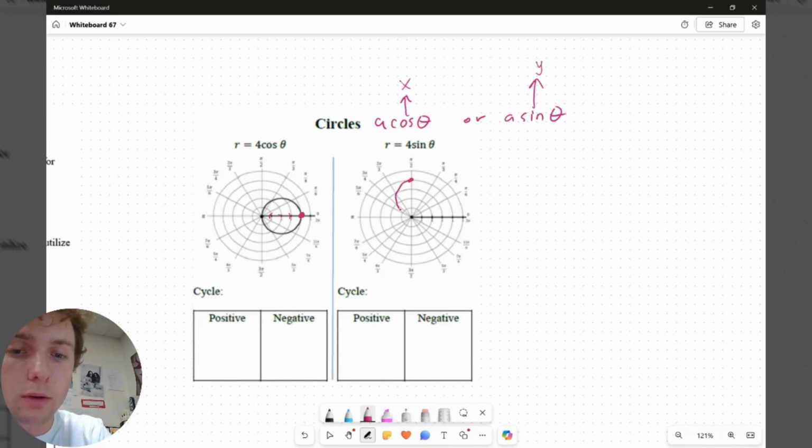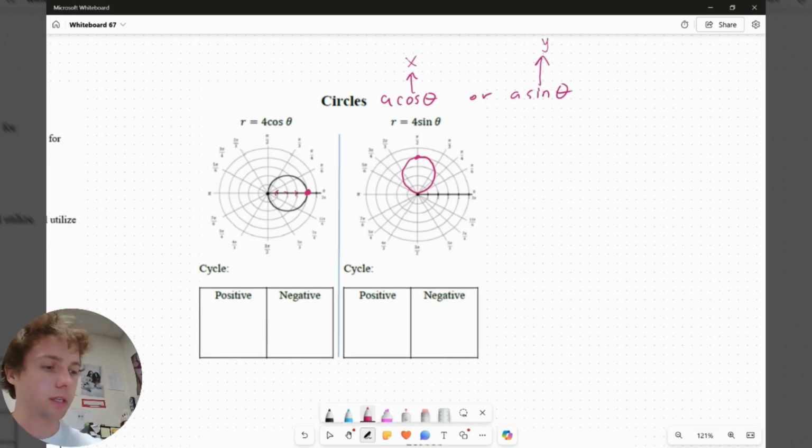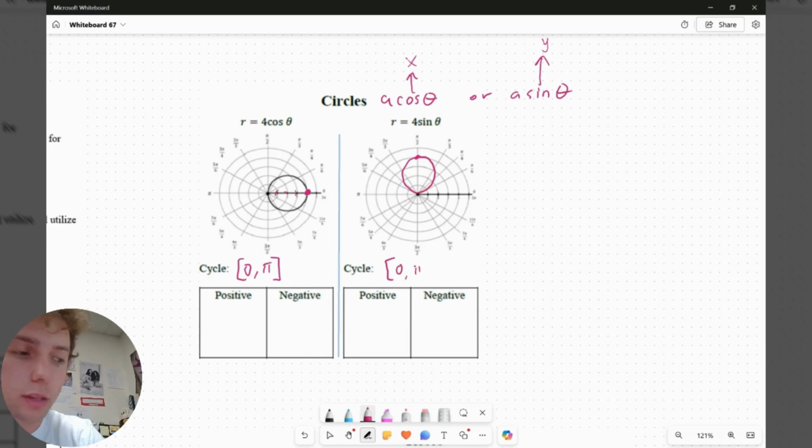It's around the x-axis, and we have our circle. Well, the cycle for this stuff really depends on what you're looking at. Whenever you're looking at a circle, the cycle only ever takes 0 to pi. It's never less than that. It's never more than that. Your cycle will always be 0 to pi. That's how long it takes for the polar graph to form a complete circle.